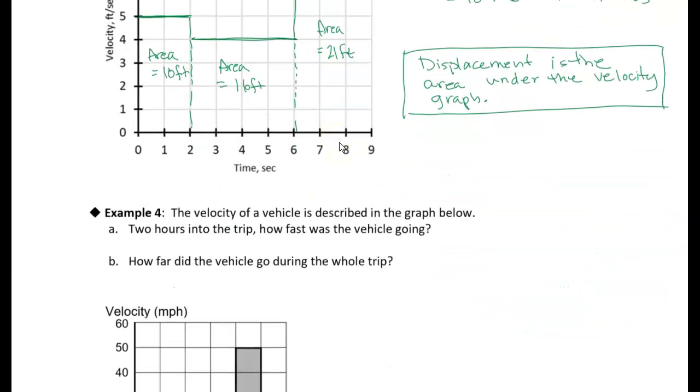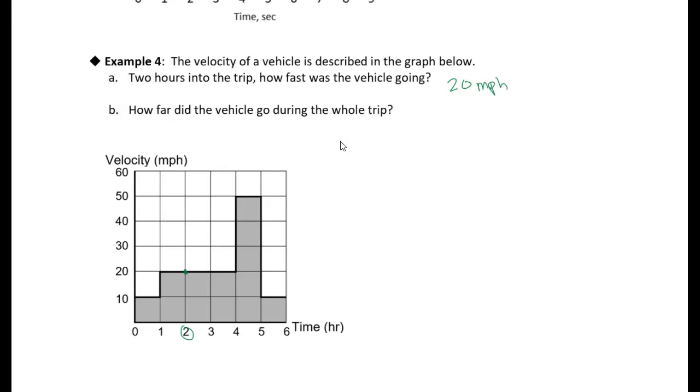So, okay, let's look at a couple more examples here. All right, so here we have a graph of velocity over time. And the first question is pretty straightforward. We just want to read the graph. How fast was this vehicle going 2 hours into the trip? So at 2 hours, we can just read off how fast we were going by looking at that point. Right, so the graph is telling us that at that particular moment in time, we were going 20 miles per hour.